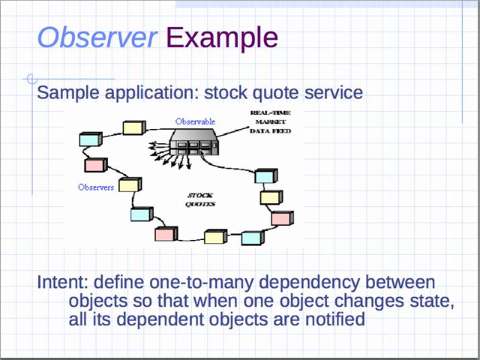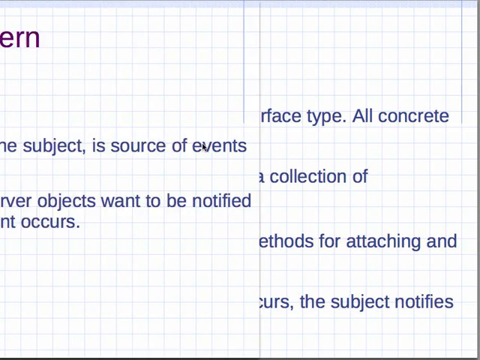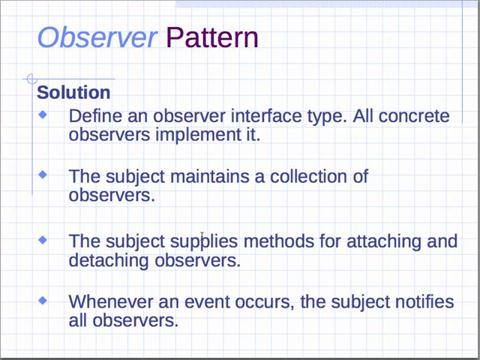So in terms of JButtons, this is like calling the addActionListener method. So all of these observers call the addActionListener method, and so these are all added as listeners of the observable. So that's attaching, addActionListener is like attaching. Detaching is removeActionListener.